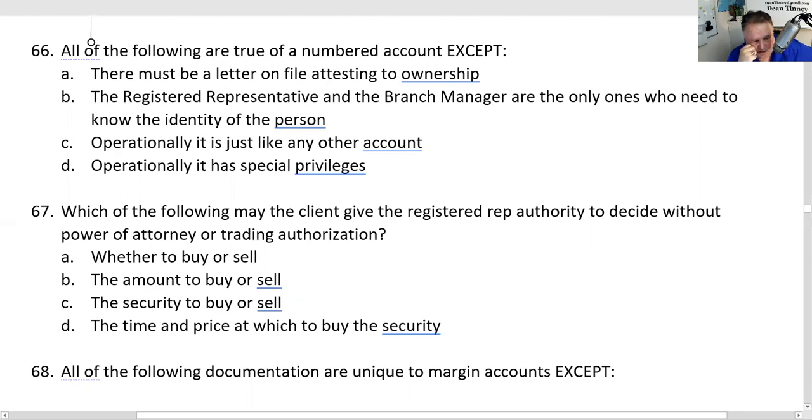So we're going to have a letter attesting to ownership. If I'm a celebrity, perhaps I don't want my business all over town, so I might say, listen, I want a numbered account. The registered rep and the branch manager are the only ones who need to know who has that.